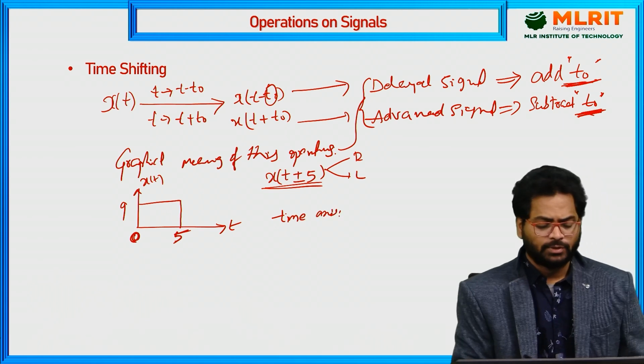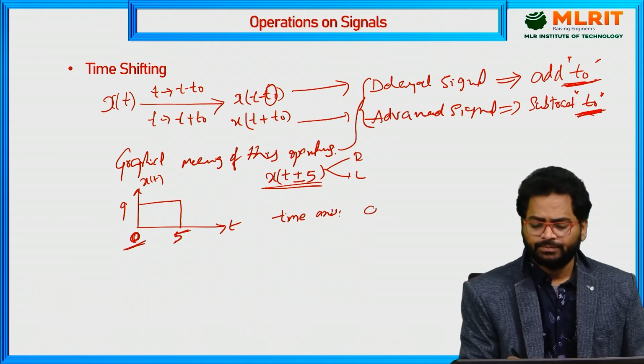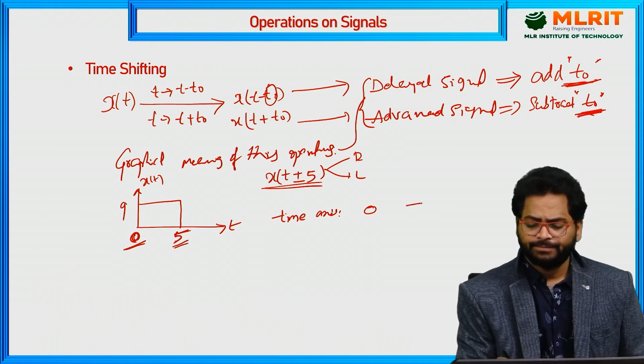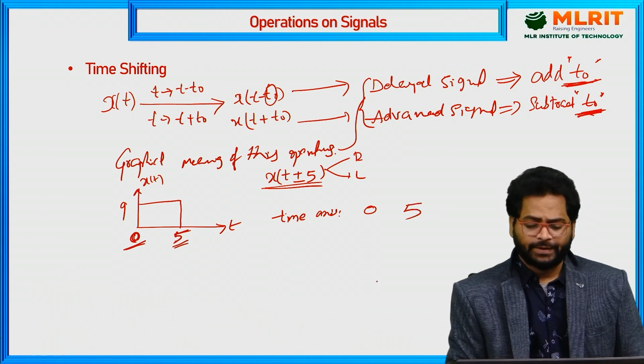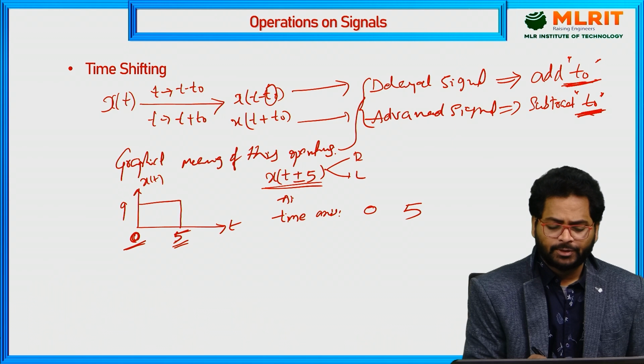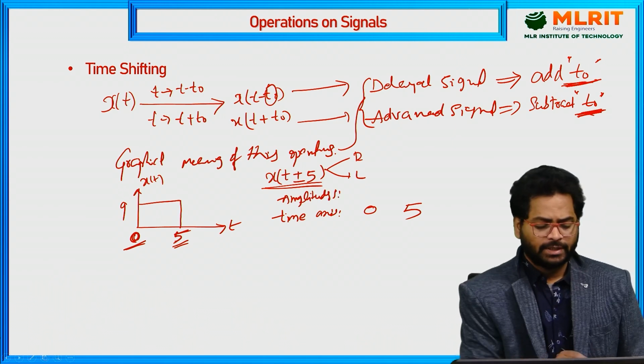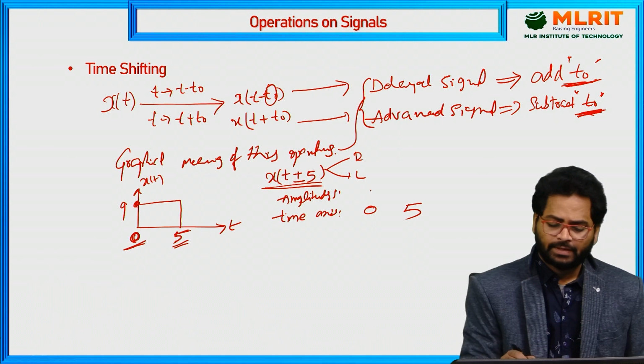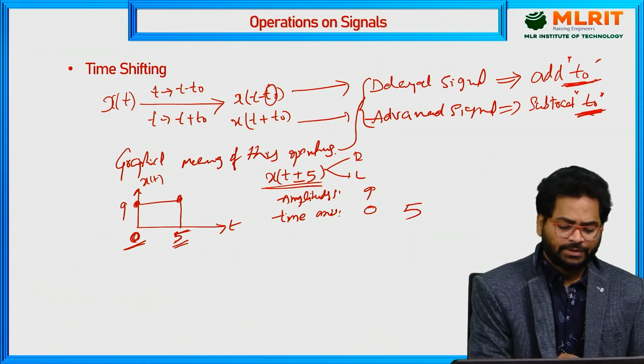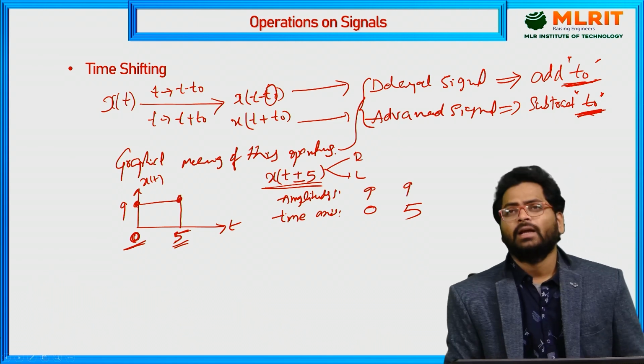Time axis, possible time axis is first 0, next one is 5. So what are the corresponding amplitudes? At 0 the amplitude is 9 and at 5 the amplitude is 9. So there is no change in amplitude.